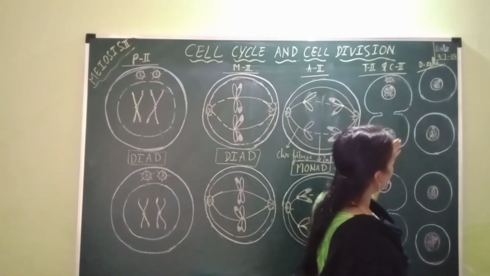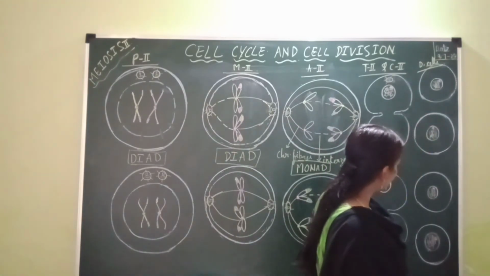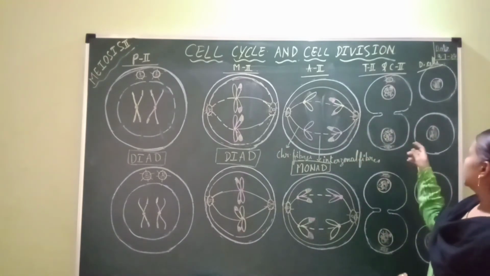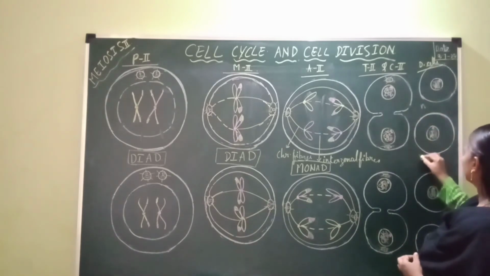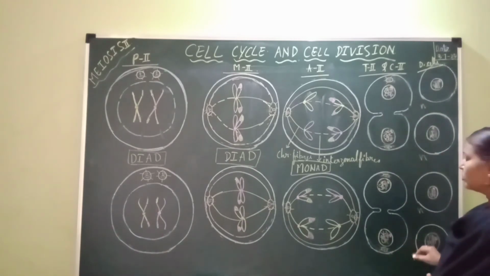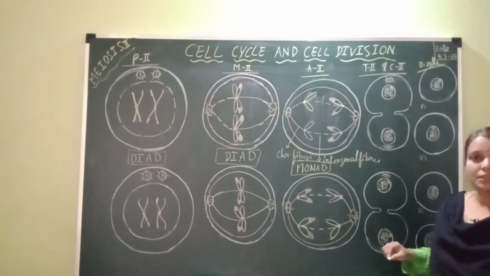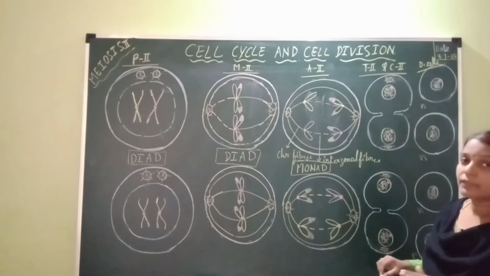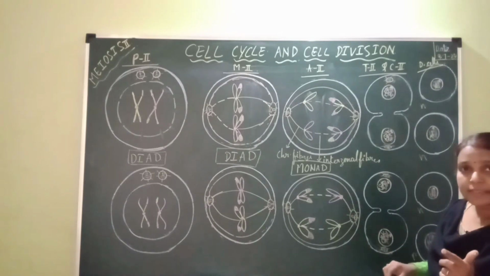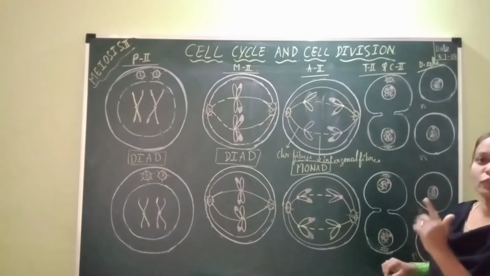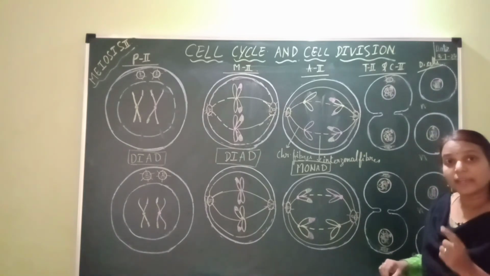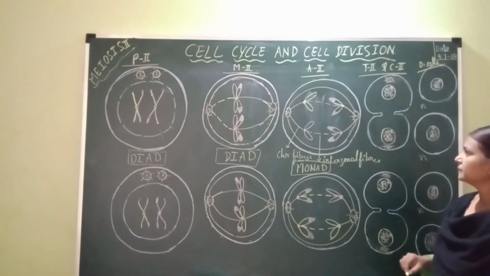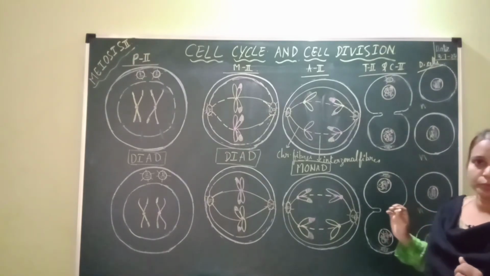By the end of cytokinesis, two daughter cells are formed from each cell. That means a total of 4 daughter cells are formed. These 4 daughter cells are haploid, and each daughter cell has half the number of chromosomes and half the amount of DNA present in its parent cell, which entered into the G1 phase of the interphase, that means which entered into the meiotic cell cycle. So this is all about Meiosis-II.